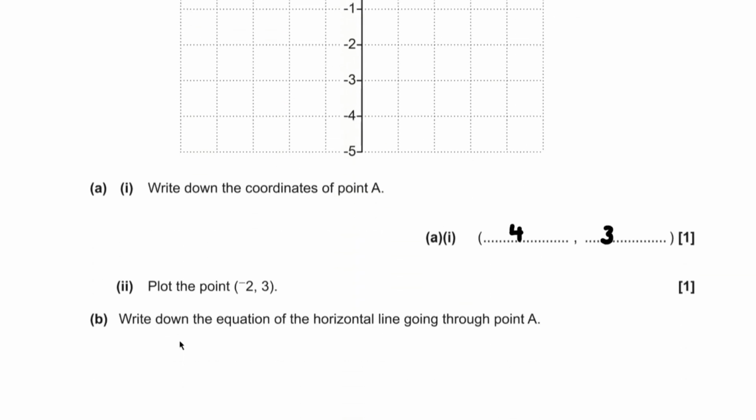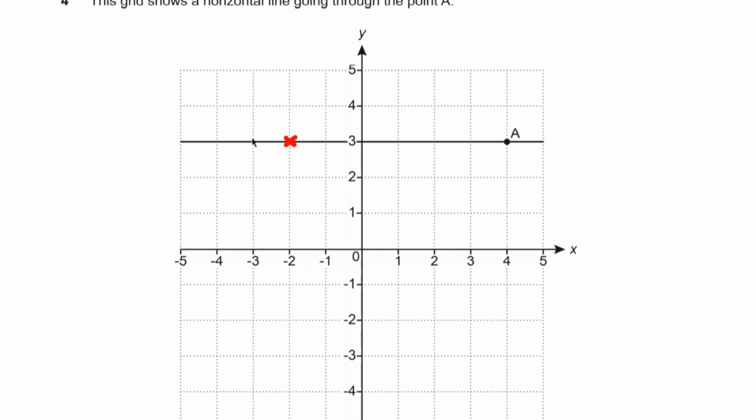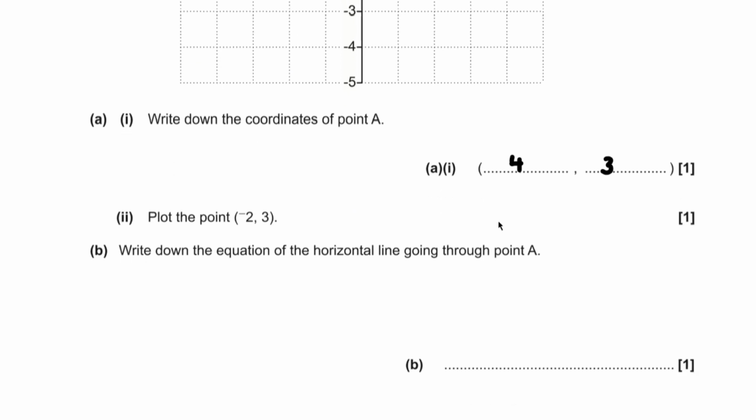For part B, we have to write down the equation of the horizontal line going through point A. You can see each y coordinate is the same on this line. Each y coordinate is 3. So the equation of the line is y equals 3.